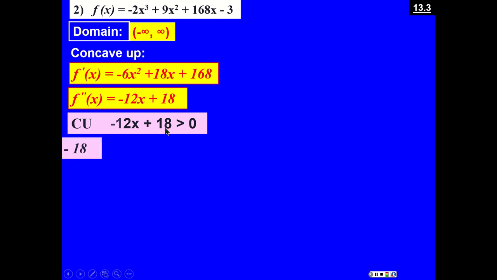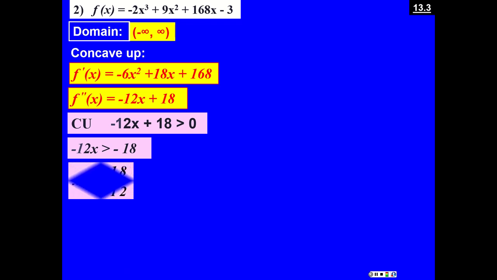Move your 18 to the other side, it becomes minus 18. You are trying to solve for x, so you have to get rid of this minus 12. You divide both sides by minus 12. Don't forget, anytime you multiply or divide an inequality by a negative number, your inequality sign flips. As you can see, you had a bigger, now it is less. If you can reduce, do. In this one, I can reduce it. X is going to be less than 3/2.